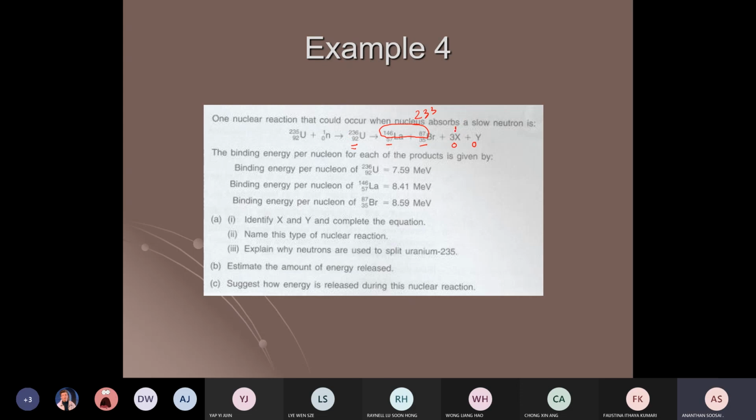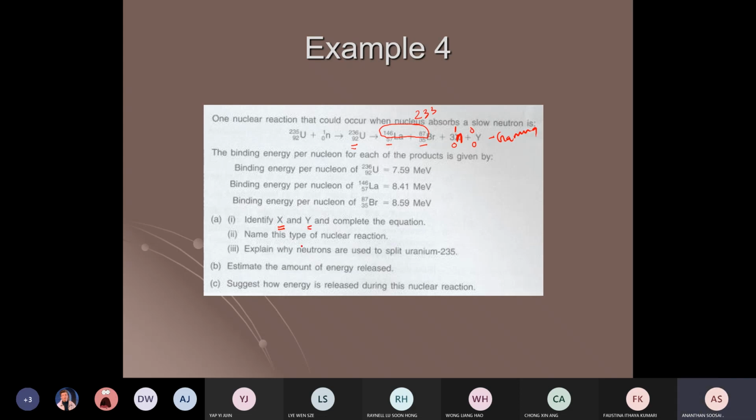On top should be 1. So you put 1, 0. Of course, it's a neutron. X is a neutron, 1 0. 3 neutrons were released. Then Y should be 0 0. What is 0 0? Most probably a type of radiation. It's a gamma ray maybe. So a gamma ray was released. So X is a neutron.